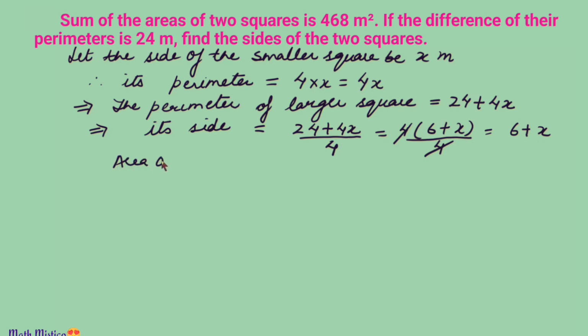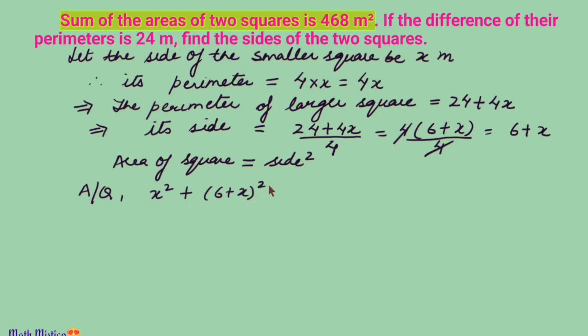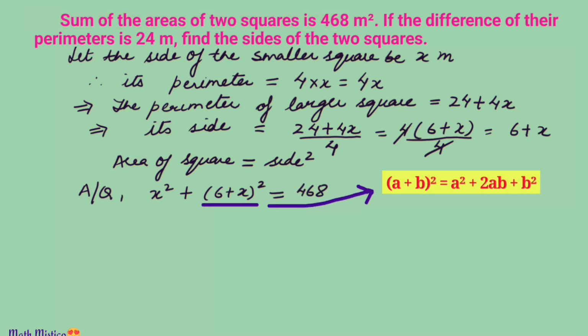Area of square is side square. According to question, sum of the two areas is 468. Therefore, x square plus (6 plus x) whole square is equal to 468. We will solve this part by using identity (a plus b) whole square.